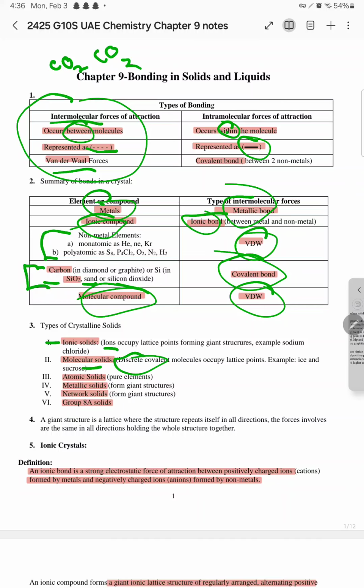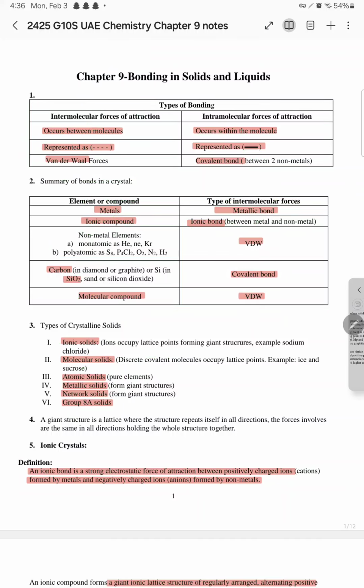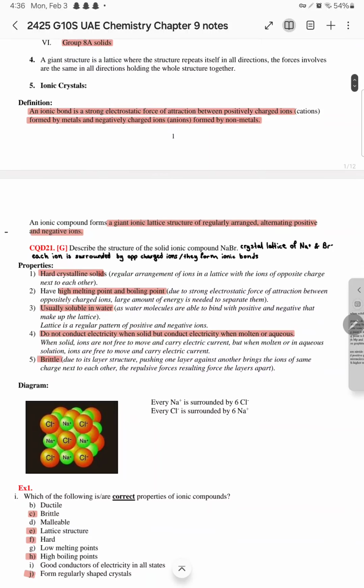Now we have the definition of an ionic bond. It's a strong electrostatic force of attraction between positively charged ions and negatively charged ions. You can read this, I'm not really going to explain that in much detail. For CQD1, it's asking us to describe the structure of NaBr. It's a crystal lattice of Na plus and Br minus, each ion surrounded by oppositely charged ions when they form ionic bonds.